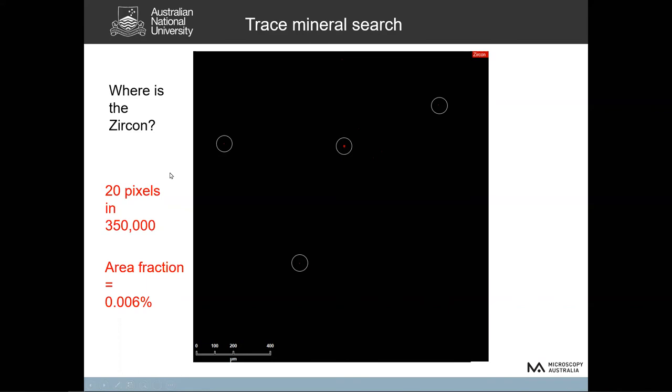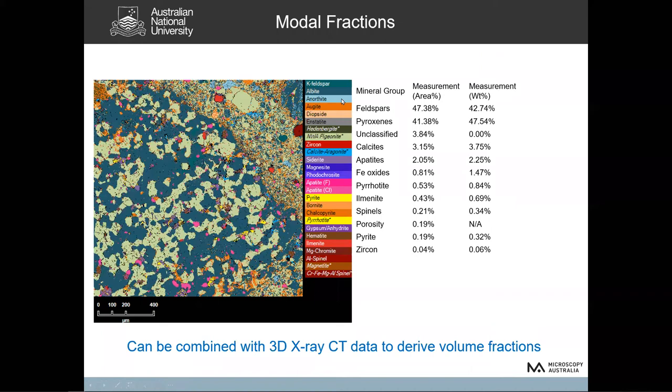The other thing it can do is modal fractions, where it looks at the minerals that you identified and determines how much area they each occupy. So here the feldspar occupies close to 50% of this particular field of view. Pyroxene, another 41-42%. Often you find there may be some unclassified, where we're having trouble identifying the mineralogy due to perhaps some surface roughness. Or there can also be some mixtures, mixed phases along mineral boundaries.